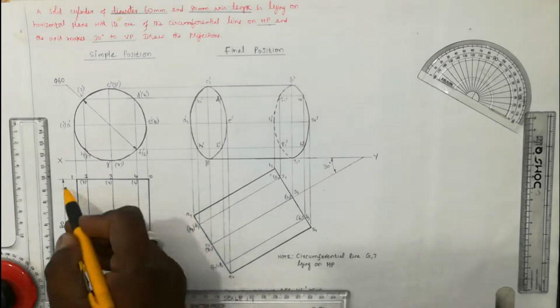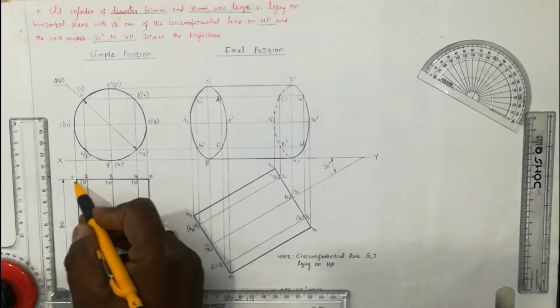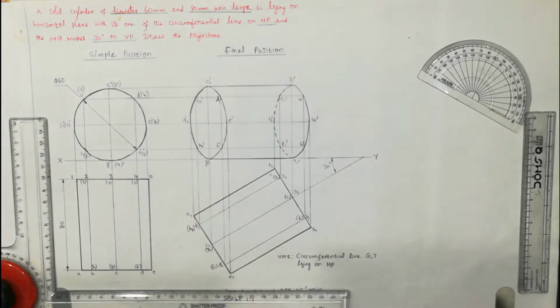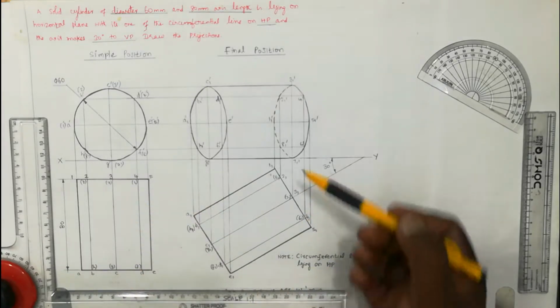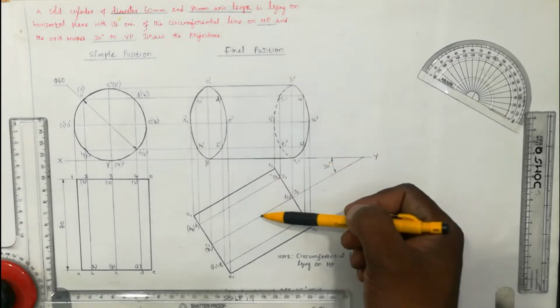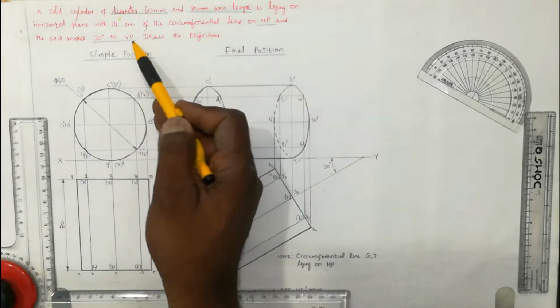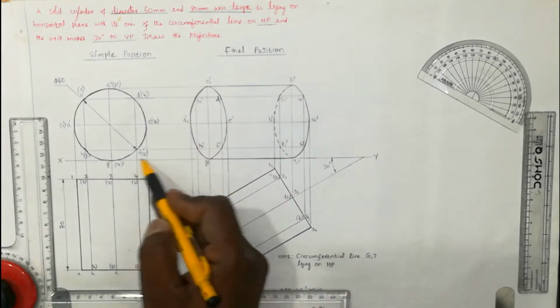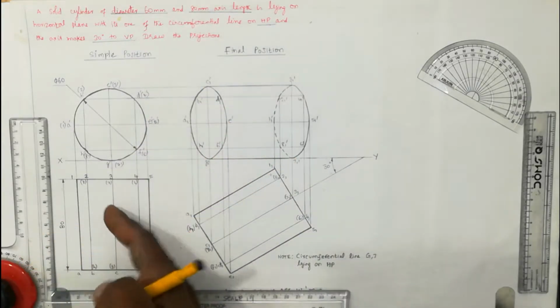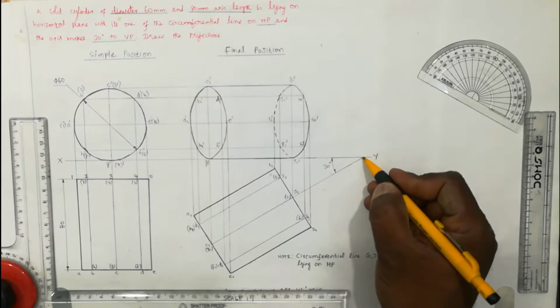So after drawing this rectangle called the simple position top view, next we go for the final front view and top view. That is, this is the diagram shown here. It is given that the axis is inclined at 30 degrees to the VP. So take a point on the XY line away from this front view and top view, anywhere it can be located.